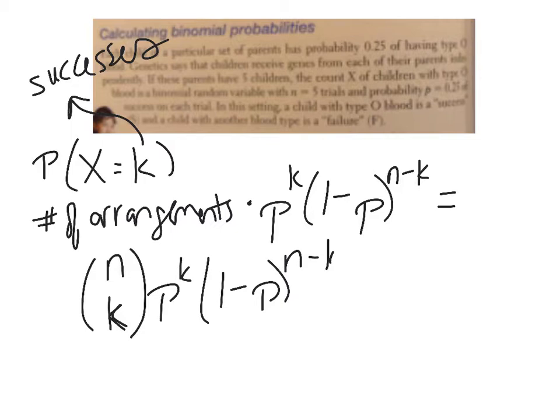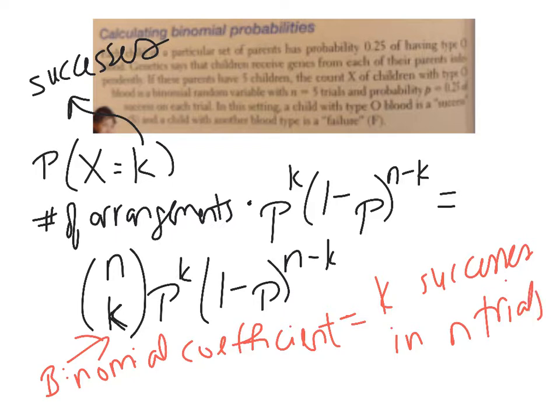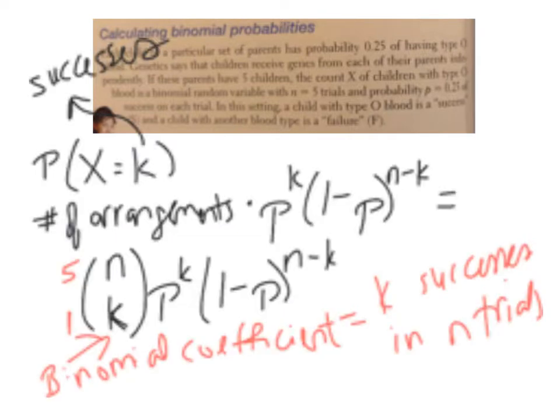So let me change the color so you can see it better. This part right here is my binomial coefficient. And what that means is that I have k number of successes. So I have 1 success, 2, 4, however many, k number of successes in n number of trials. For example, in the last one that we just did, we had 5 trials, and we were looking for 1 success. So that would be my binomial coefficient.